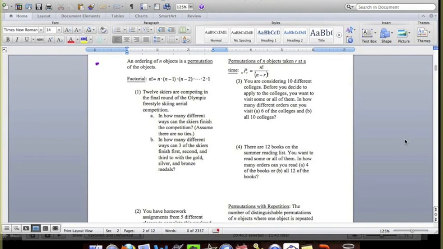Today's lesson is very similar to the last lesson. We're going to be looking at the number of ways that things can happen. We're going to learn 2 shorthand notations for some types of problems today.